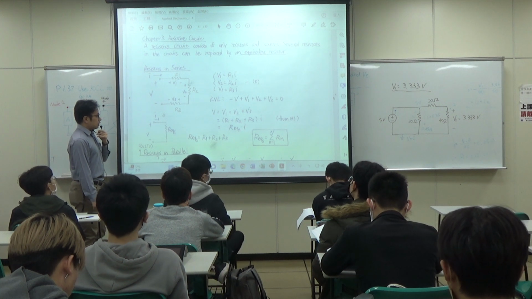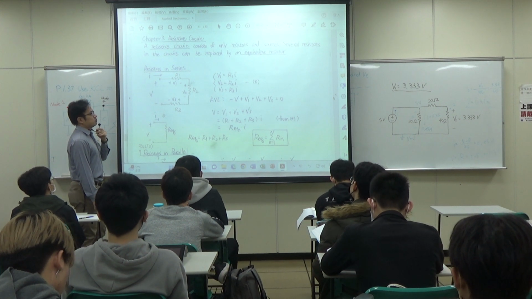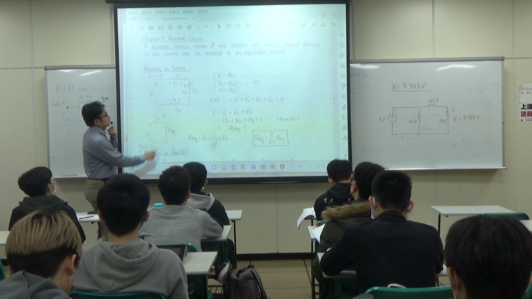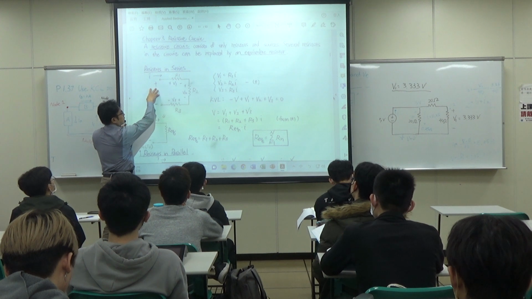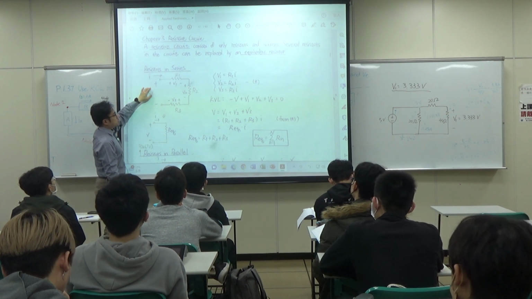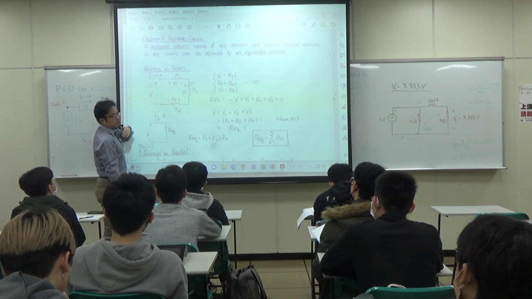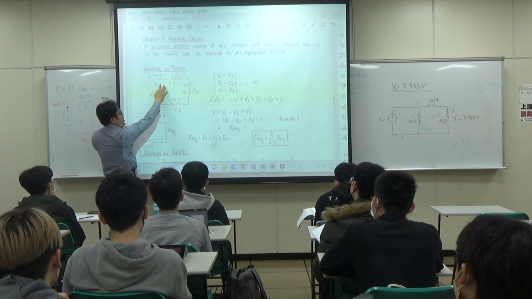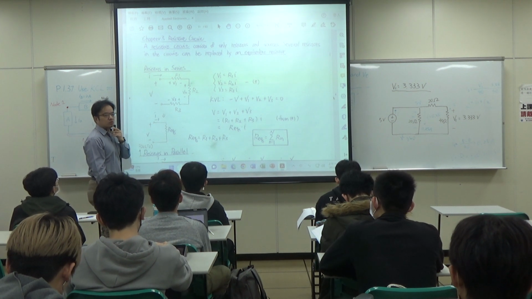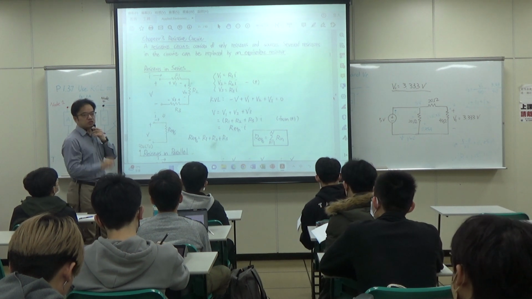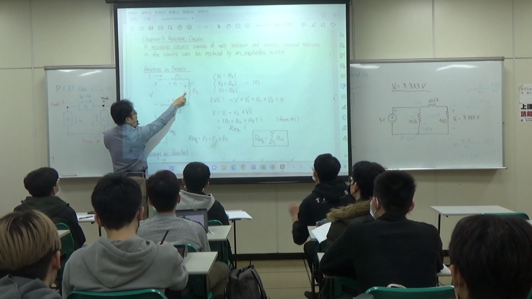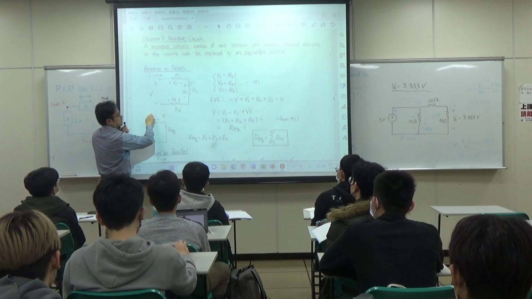Actually, it can be proved by KVL. So suppose we are given a voltage source to these two terminals, and this voltage source has positive on the top, negative on the bottom. Let's imagine this forms a closed loop, because the current will only flow within a closed loop. So minus V plus V1 plus V2 plus V3 equals 0.